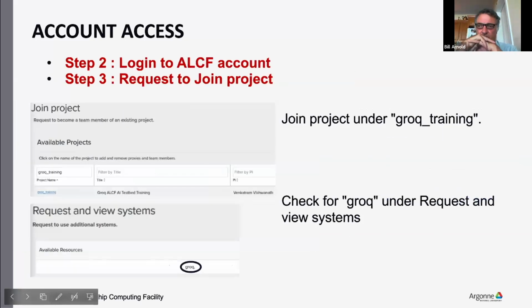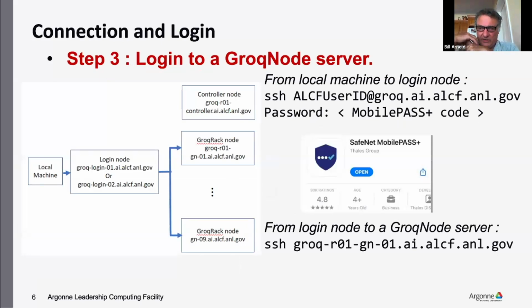Once you have that, you need to join a project. You need to join the Groq training project. And once you've joined the Groq training project, then you want to make sure that you actually have access. The menus will change on that page, and you'll be able to request and view systems, and you want to make sure that Groq is in the list of systems that you have access to. Once you have access and all of the access control stuff has filtered through the system, you should be able to log in.